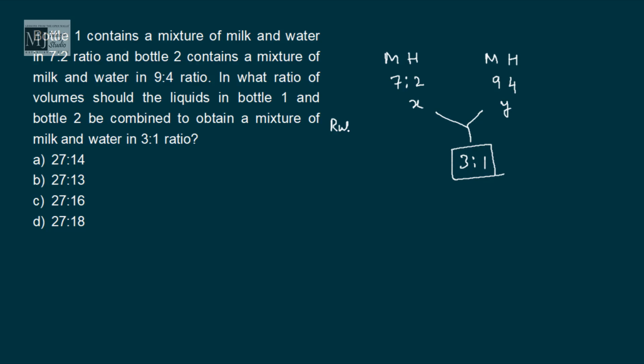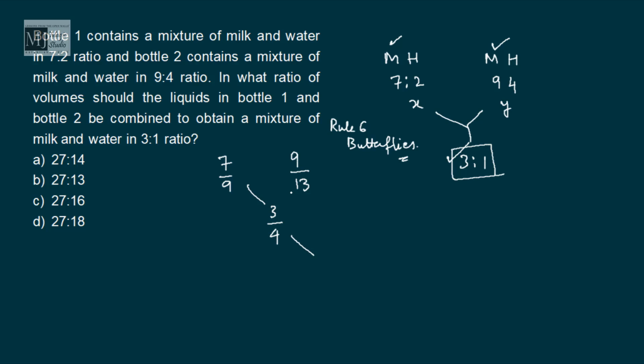So, can we straight away use rule 6, butterflies? Whenever we are mixing two mixtures, we need to be very sure that we are not mixing them in the ratio directly. We will take how much part there is of milk in bottle 1, how much part there is of milk in bottle 2, and how much part we require of the milk in the final mixture. So the proportion of milk in the first mixture is 7 by 9. In the second mixture, the proportion of milk is 9 by 13. And the proportion of milk required in the end is 3 by 4.